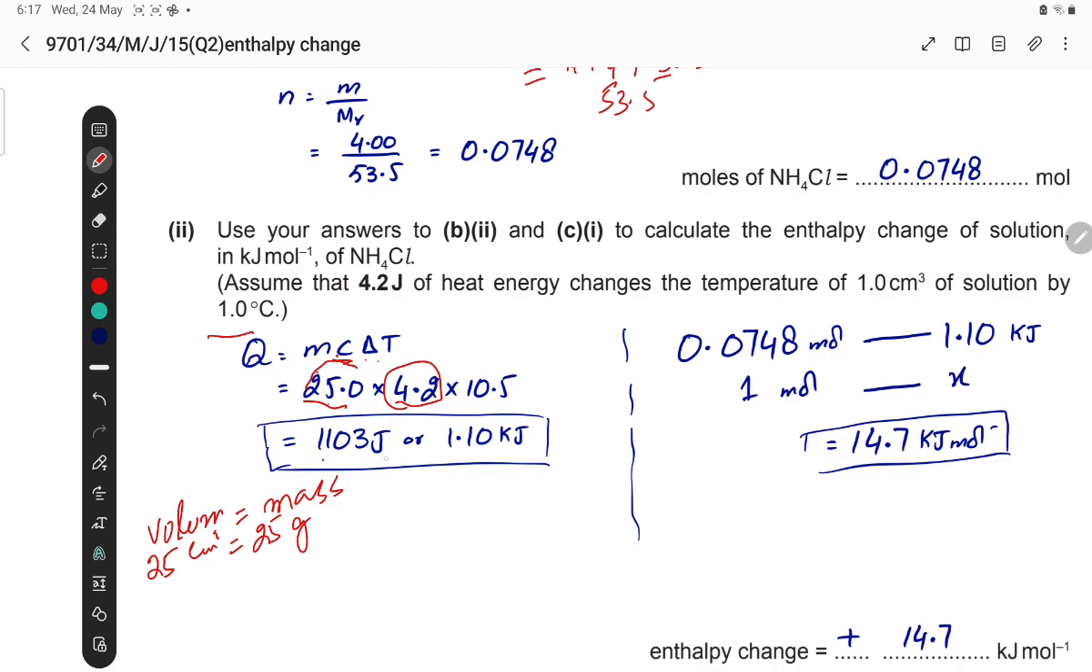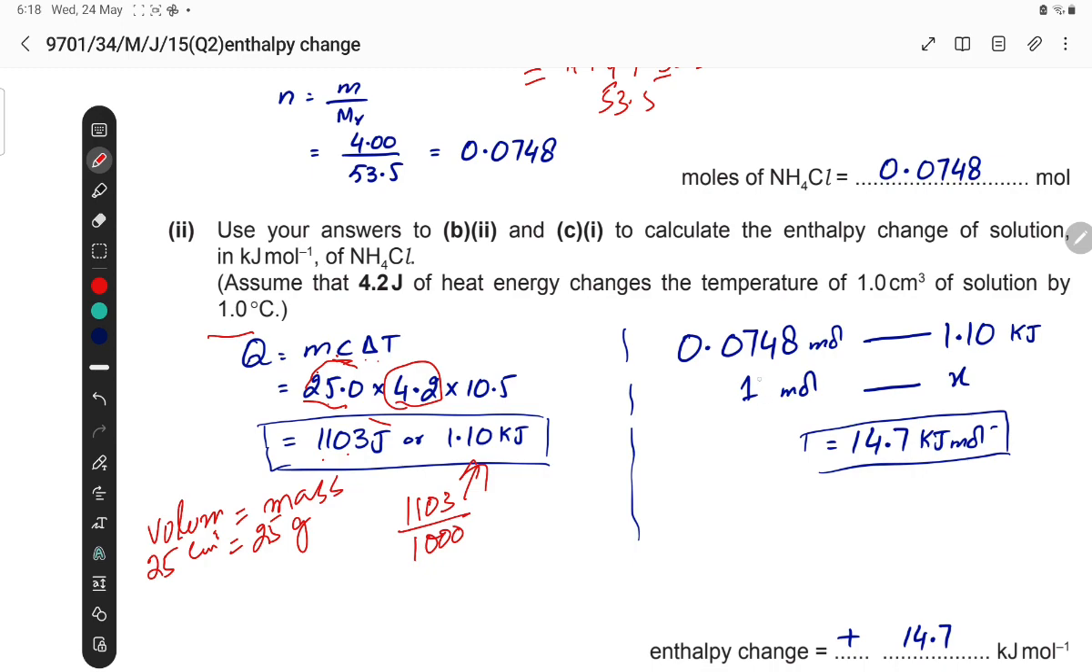So this is the answer, 1103 joules. So the answer should be in kilojoule because delta H unit is kilojoule per mole. So convert into kilojoule by dividing the 1103 by 1000. So this is equal to 1.10 kilojoule.